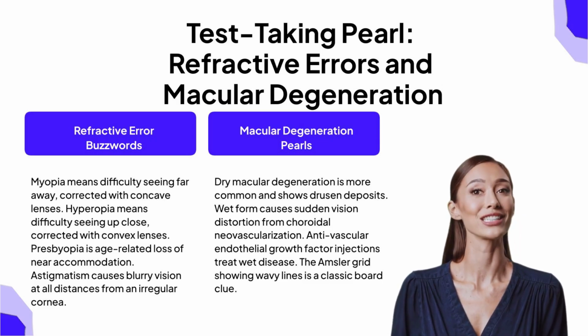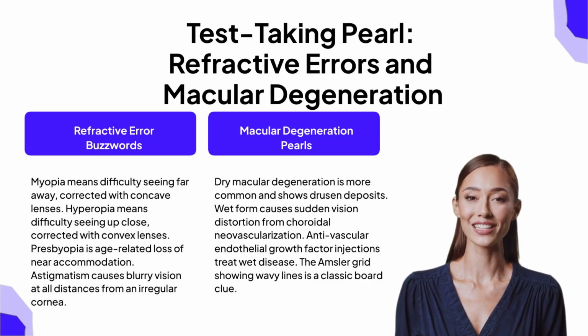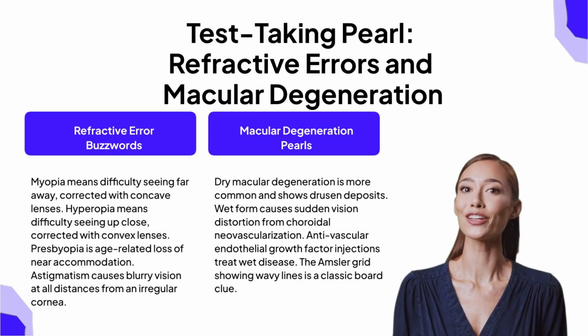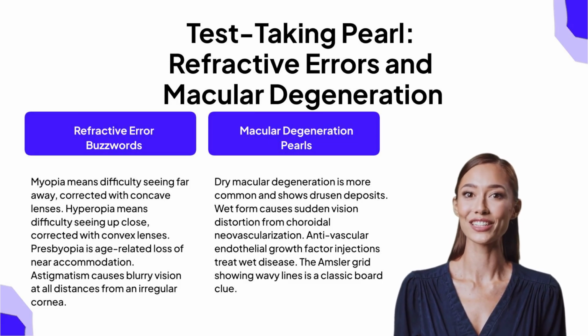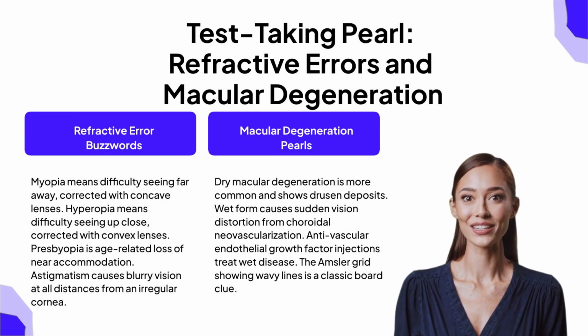Hyperopia or farsightedness is the opposite. The patient sees distant objects better than near objects. This is corrected with convex or converging lenses. Presbyopia is the age-related loss of near vision accommodation that typically starts after age 40. Astigmatism causes blurry vision at all distances because the cornea is irregularly curved.